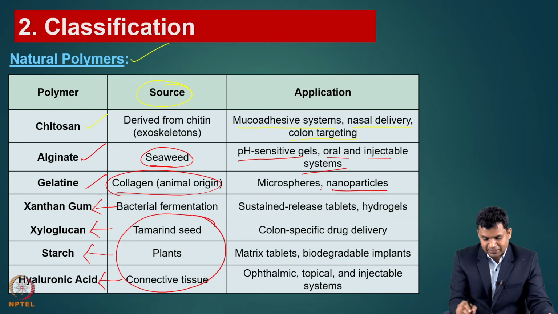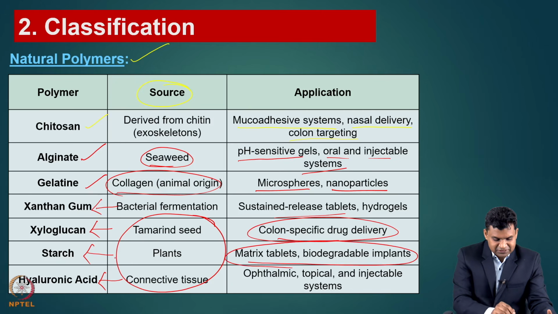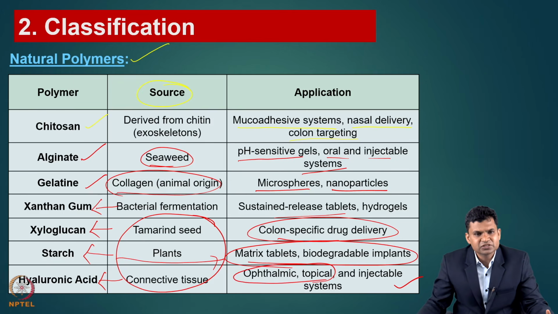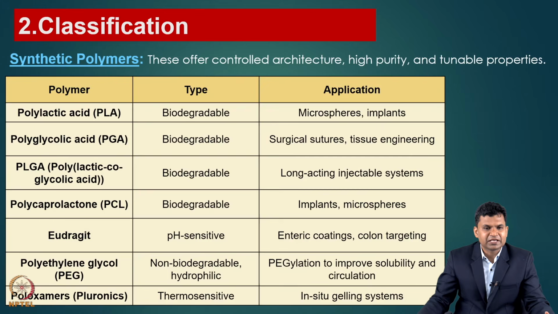Now, you can see the nanoparticles, microspheres as sustained release tablets, colon specific drug delivery to target the colon for the colon diseases, and we can also make various types of tablets and implants with the starch also, and hyaluronic acid, one of the mostly used polymers, even for gene delivery and the topical and the ophthalmic formulations. So, these are the sources and the application of the natural polymers.